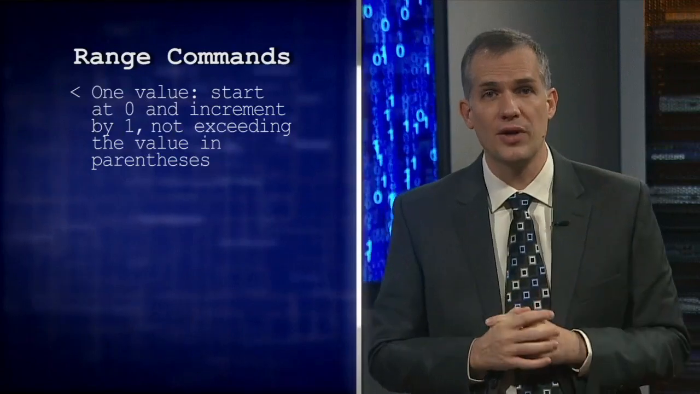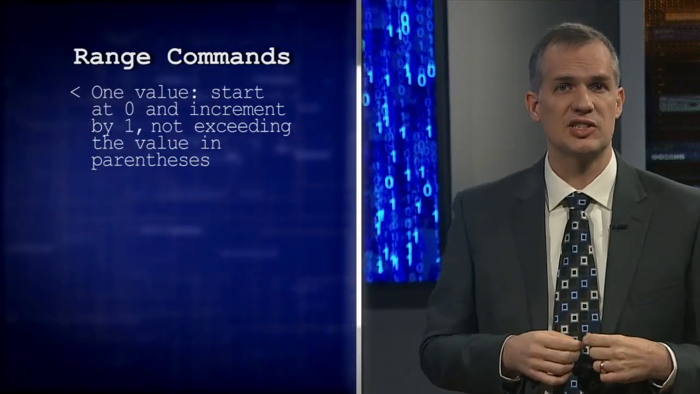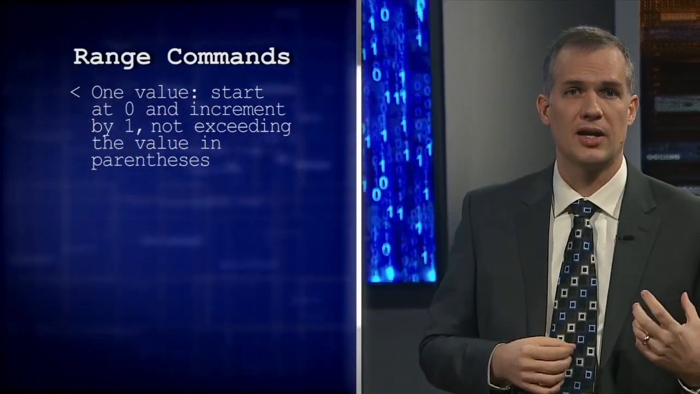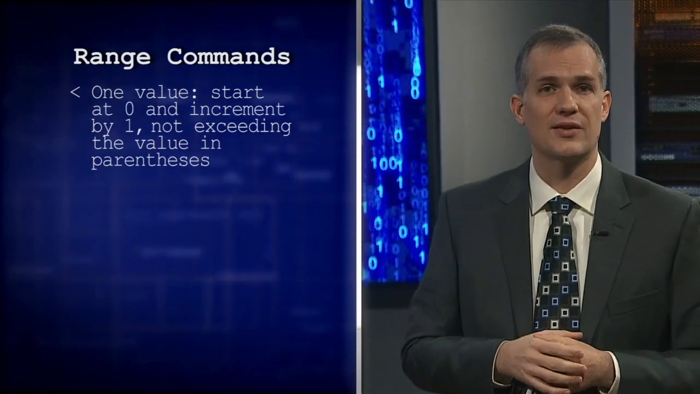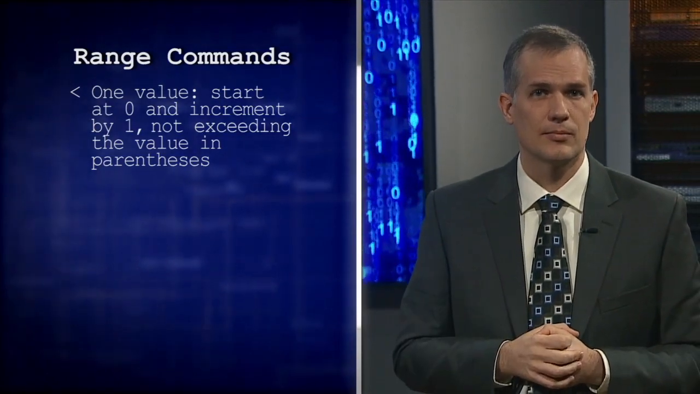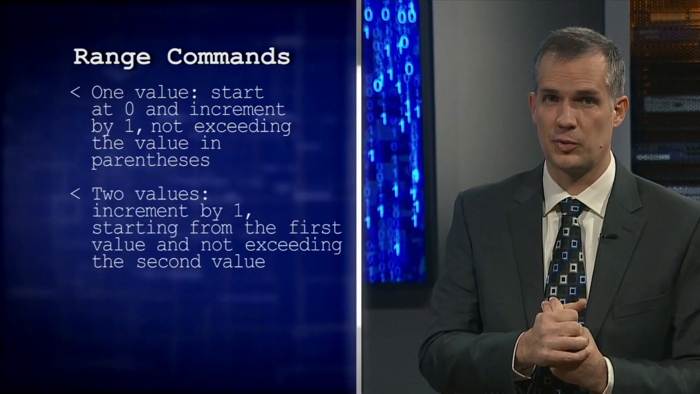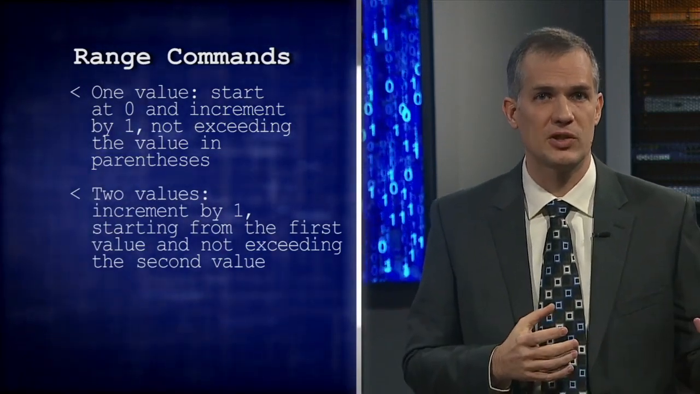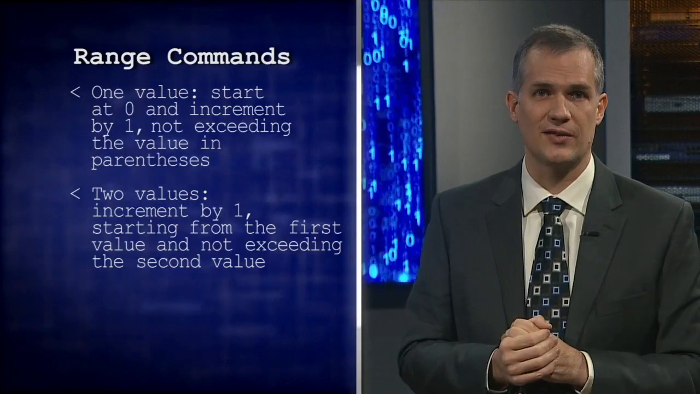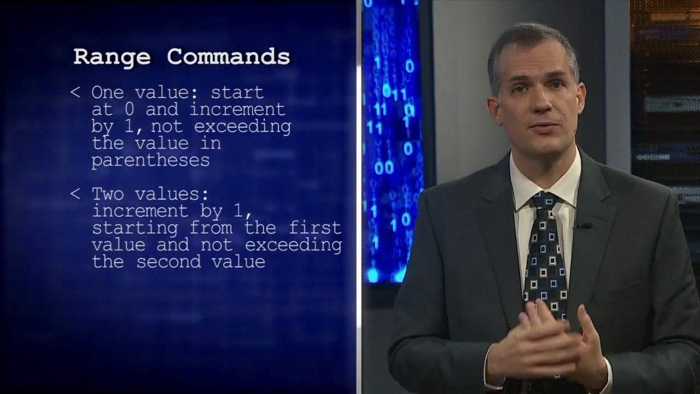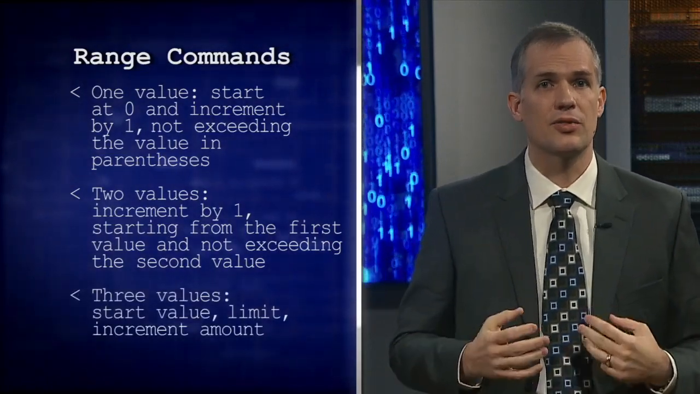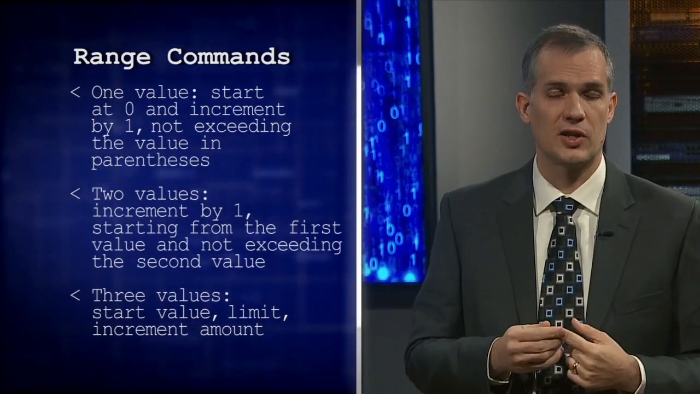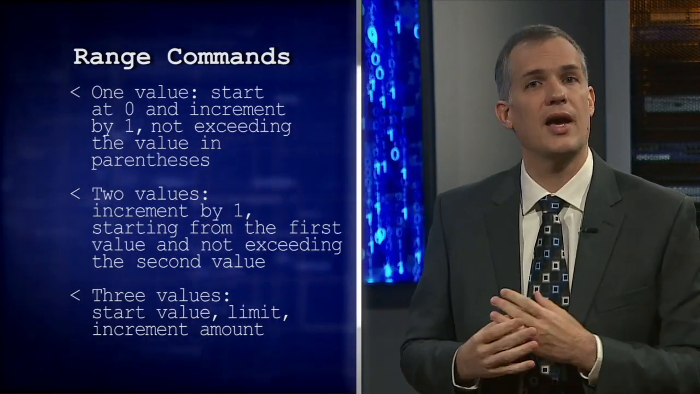If we list only one value in the parentheses, it's assumed that we start at 0 and increment by 1, not exceeding the value that's in the parentheses. If we list two values in the parentheses, it's assumed that we increment by 1, starting from the first value and not exceeding the second value. And finally, if there are three numbers, they give the three pieces of information: starting value, limit, and increment amount.